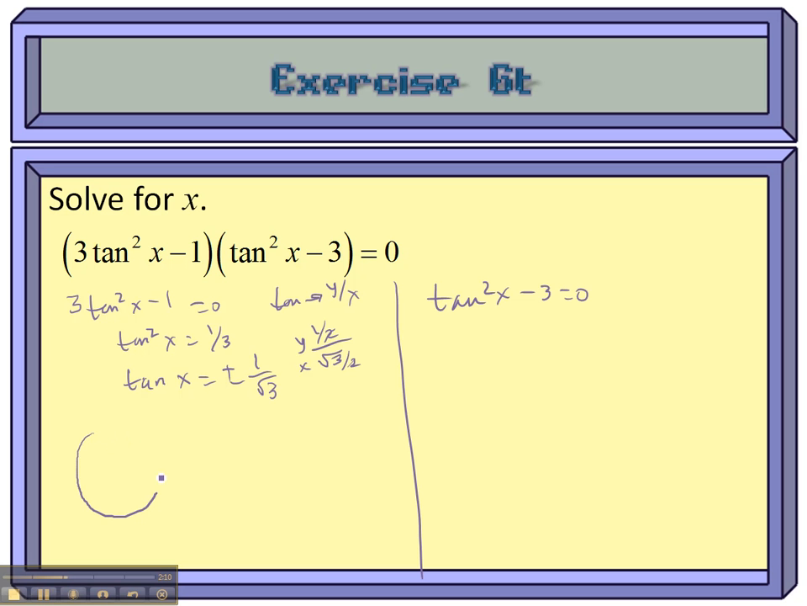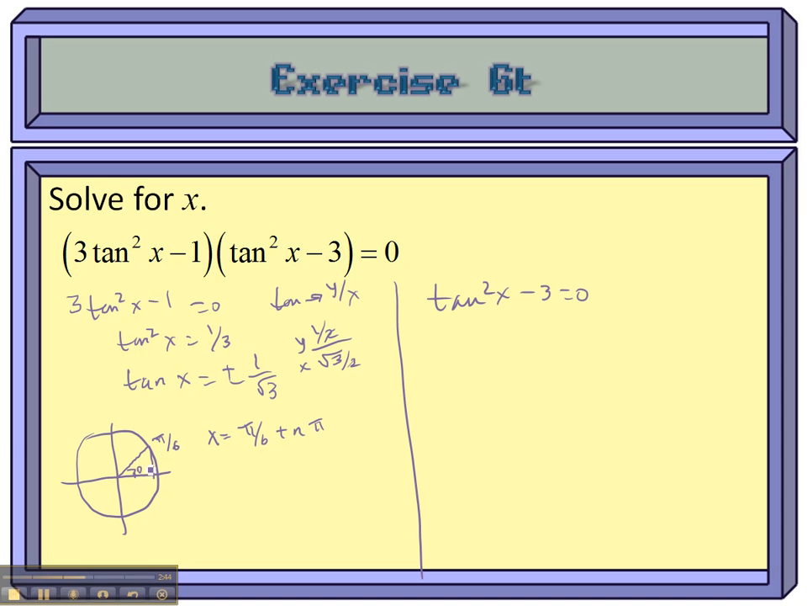So, on the unit circle, x-coordinate is the square root of 3 over 2, y-coordinate is 1/2. This is at 30 degrees, or pi over 6. The period for tangent is pi. So this time we don't add 2 pi, we just add pi to this, or multiples of pi. So x is equal to pi over 6 plus n pi.